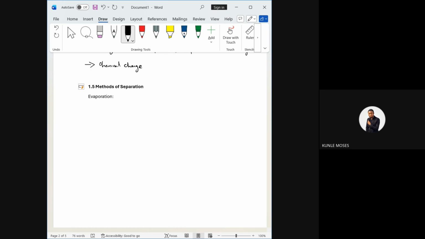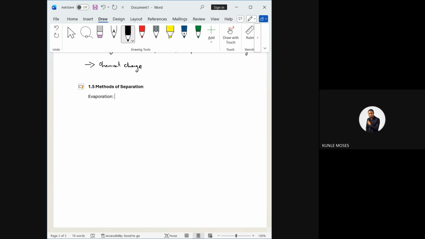Let's start with evaporation. So evaporation is just, I want to explain first, a process, a method of separating salt from salt water. When you boil or heat a solution, the solvent can change into vapor. If the solvent cannot change into vapor, you cannot use evaporation.